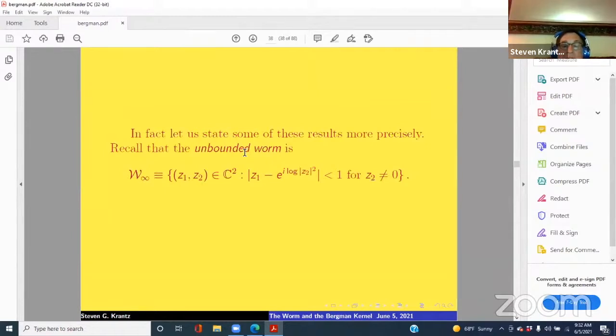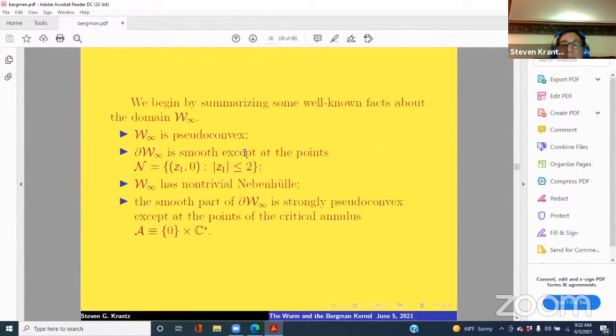So let me remind you that the unbounded worm is W_∞, which is the set of all z1 and z2 in C^2 so that |z1 − e^{i log|z2|^2}| < 1 for z2 not equal to 0. And we'll summarize here some well-known facts about the domain W_∞. It's a pseudoconvex domain, which one checks by just examining the Levi form. The boundary of W_∞ is smooth, except at points (z1, 0), where |z1| is less than or equal to 2. W_∞ has non-trivial Nebenhülle, which means that it is not the decreasing intersection of pseudoconvex domains. And the smooth part of the boundary is strongly pseudoconvex except at the points of the critical annulus {0} × C*. And here C* is the complex plane, take away the origin.